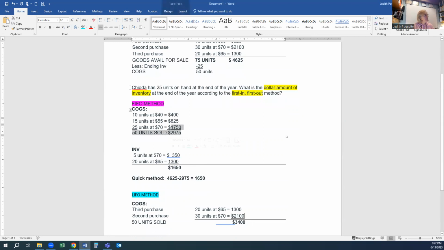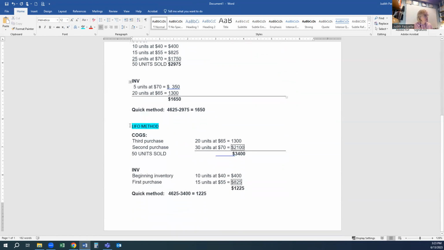So for the final exam, I want you to know how to do cost of goods sold and ending inventory calculations. Don't just put a number down, show me your work, because if you get the wrong number, I can look at your work and possibly give you partial credit. So never just put the final number down.